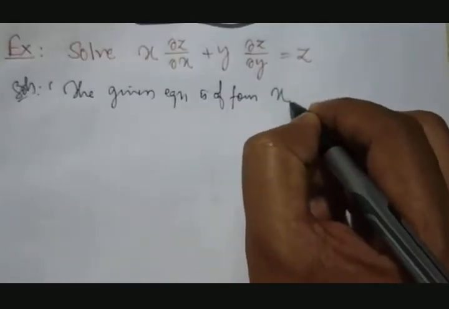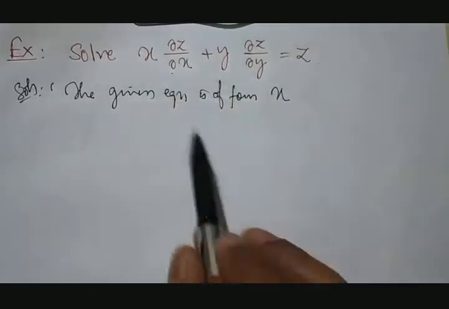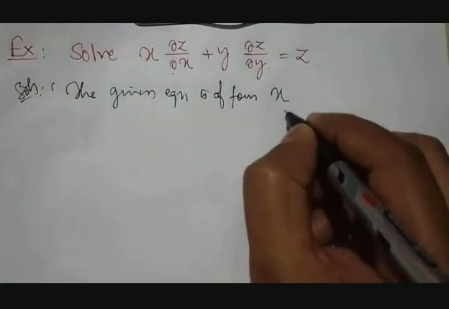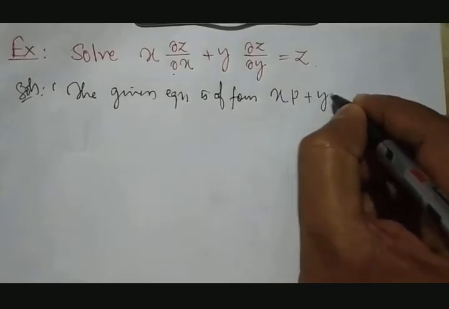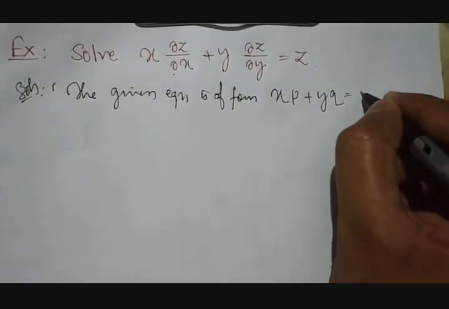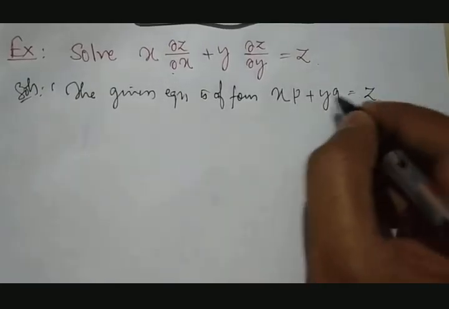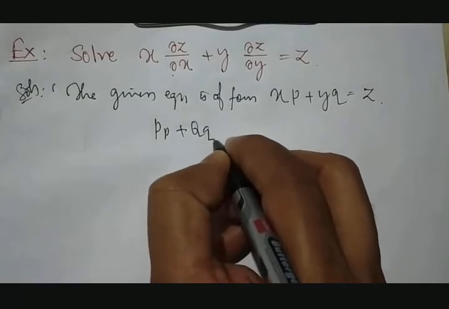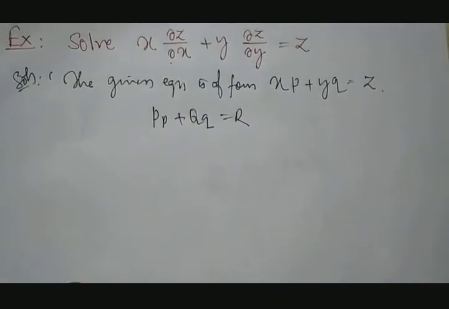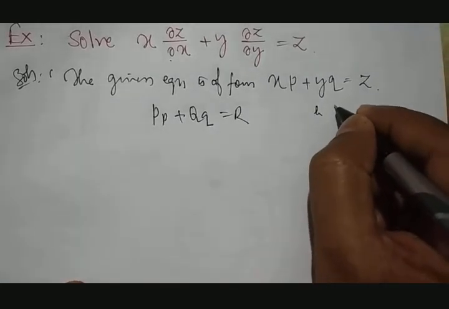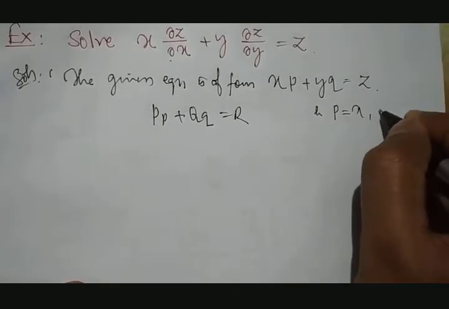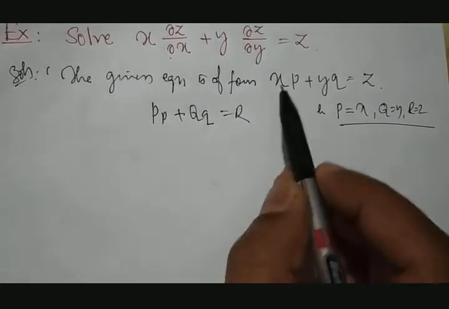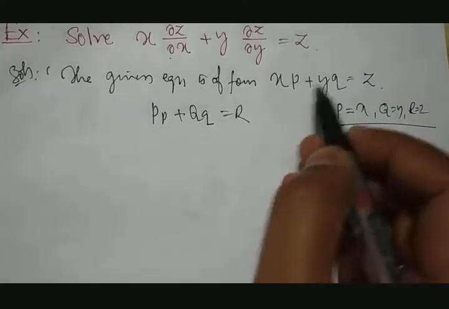We know the notation, since throughout the module we have taken dou z by dou x is equal to p, and dou z by dou y equal to q. So the equation is x p plus y q equal to z. Fine. This equation is of the form Pp plus Qq equal to R. So here P is nothing but x, Q is nothing but y, and R is nothing but z. P, Q, R, it is in this format.